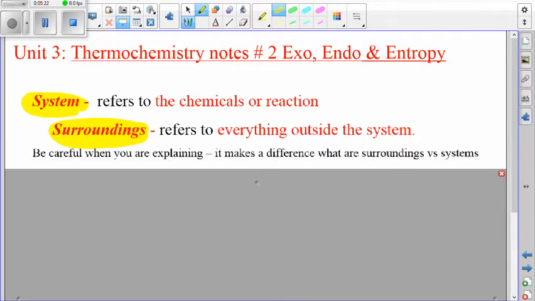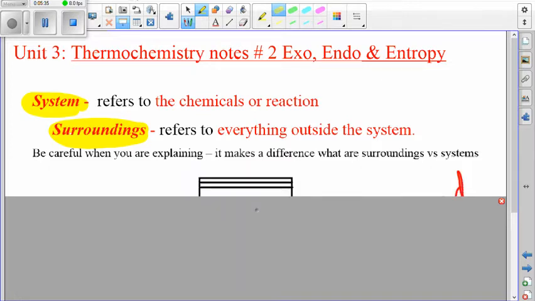You don't have to write this down in black, but the idea is you can't mix these two up, because you'll have to explain why things are happening the way that they are. And if you don't know which one's the system and which one's the surroundings, or you mix those up, you'll cause yourself a lot of confusion.